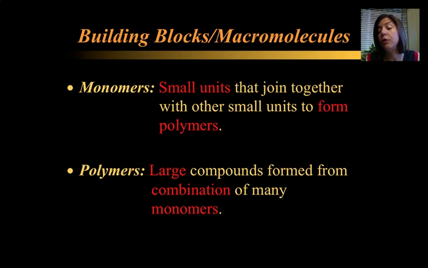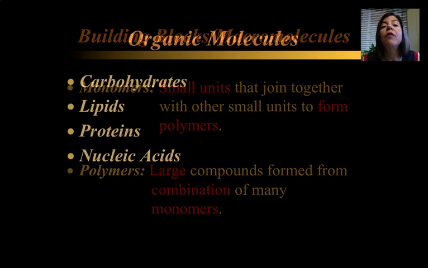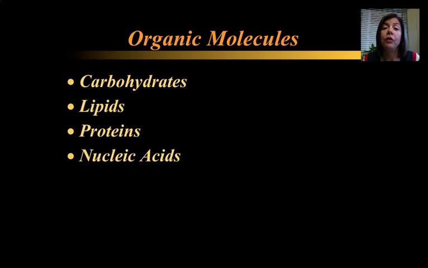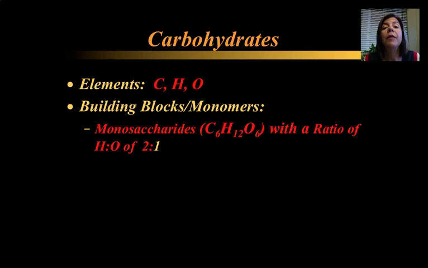Now let's get on to our organic molecules. There are 4 different types of organic molecules. There's carbohydrates, there's lipids, there's proteins, and there's nucleic acids. We'll start out with the carbohydrates. Now, carbohydrates, there are 3 different types of elements, carbon, hydrogen, and oxygen, that make up the carbohydrates. And the building blocks or monomers of carbohydrates are monosaccharides.